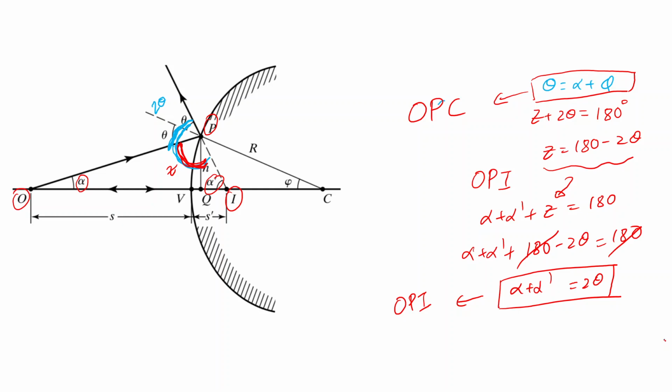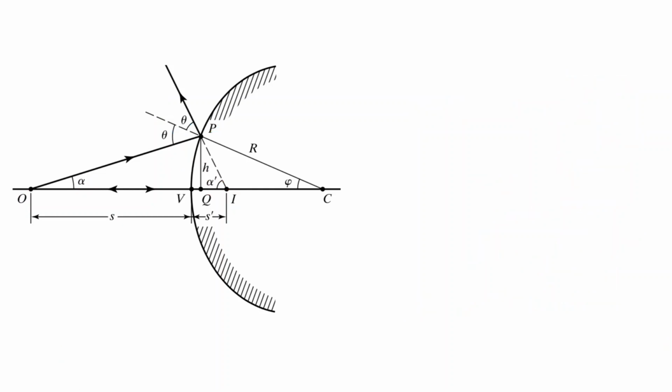I will clear the board and rewrite them again. We derived these two relationships: theta is equal to alpha plus phi, and 2 theta is equal to alpha plus alpha prime. And using these two, you can see that we can remove theta out of the picture. If I multiply the first equation by 2, I would get 2 alpha and 2 phi, and if I subtract them out, this would give me 0.